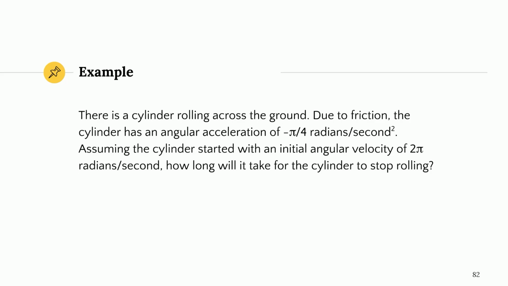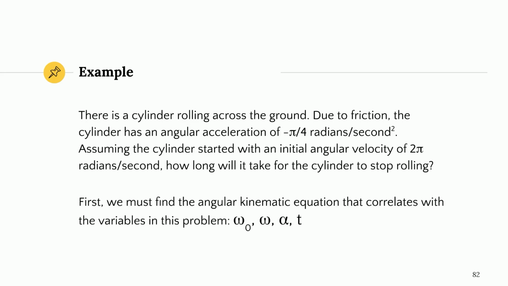So, example. There is a cylinder rolling across the ground. Due to friction, the cylinder has an angular acceleration of negative pi/4 radians per second squared. Assuming the cylinder started with an initial angular velocity of 2 pi radians per second, how long will it take for the cylinder to stop rolling? To answer a question in the chat, is this assuming constant acceleration? Yes.